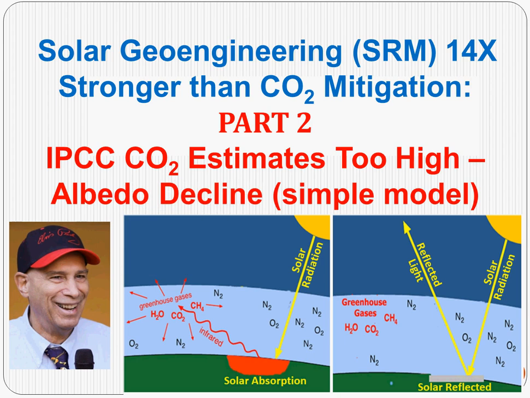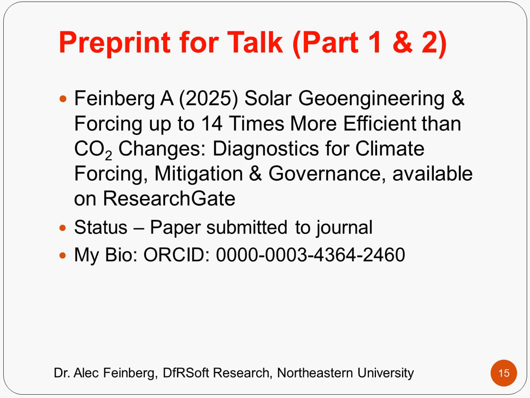Part 2 of Solar Geoengineering is 14 times stronger than CO2 mitigation. In this part, we're going to look at how IPCC CO2 estimates are too high using a simple model, and it'll help us understand the albedo decline on the planet and what is kind of missing from the AR6. Okay, there's a lot of good information here. We're going to use a very simple linear unsaturated model, and I'll talk about that.